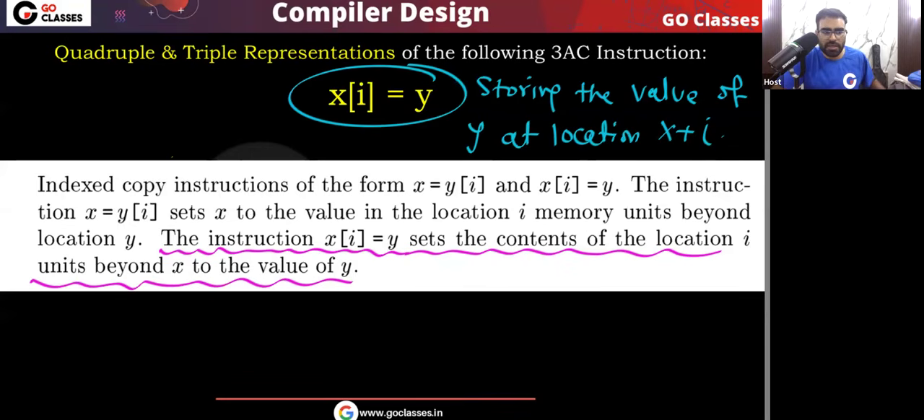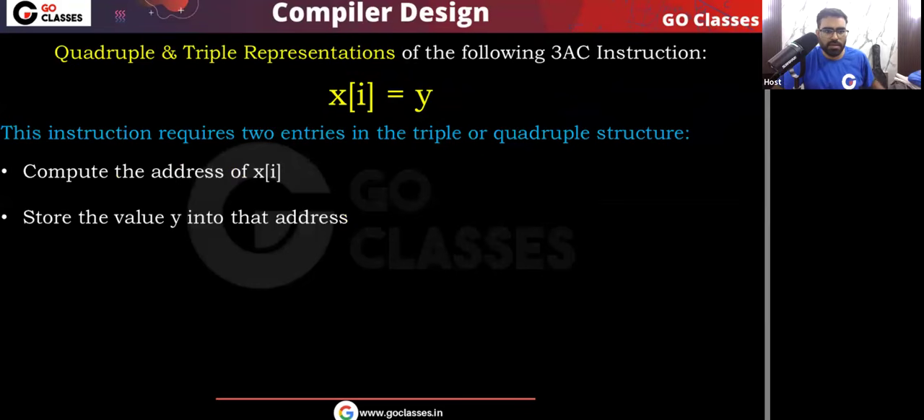Very simple. Now let's see in the quadruple and also in the triple, what will be the representation for this? So let's see this instruction in the quadruple and triple representation. This instruction will also need two entries. So let me tell you what are the two entries that this instruction will need. Notice that for this three address code instruction, we need two entries in the triple and quadruple structure. What are the two entries? This is what I'm explaining.